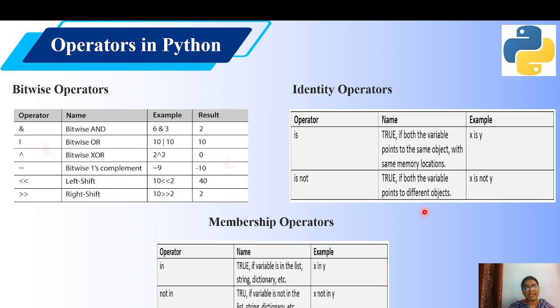Then we have membership operators. They check whether a value exists inside a sequence like a string, list, tuple, etc. So you have the in operator, which returns true if the variable is in the list. And the not in operator returns true if the variable is not in the list, string, or dictionary.